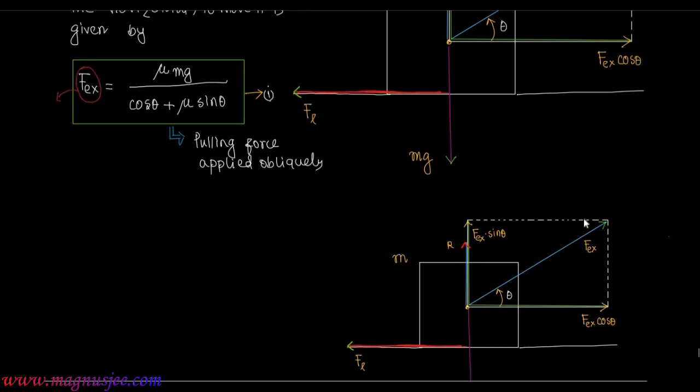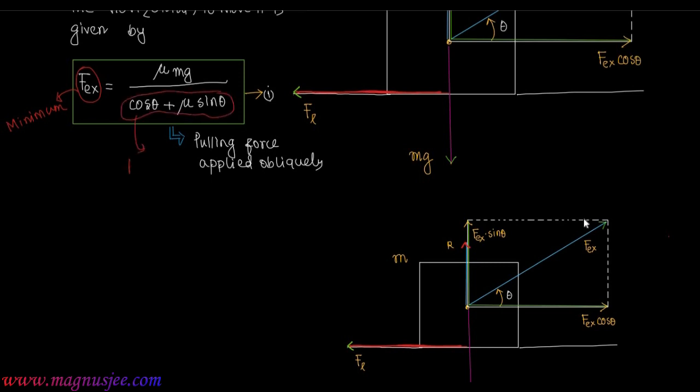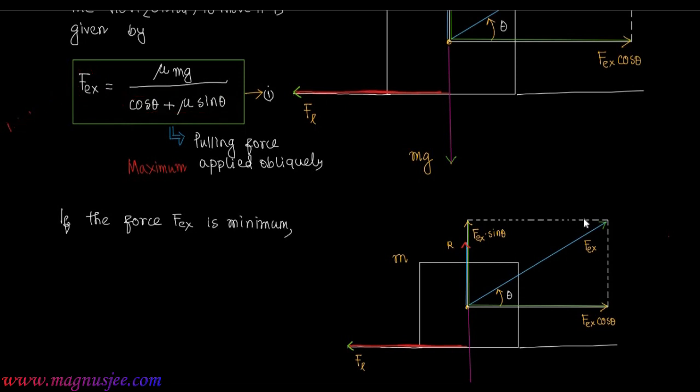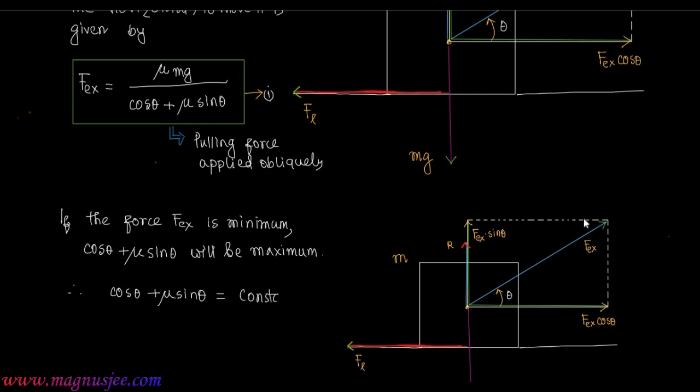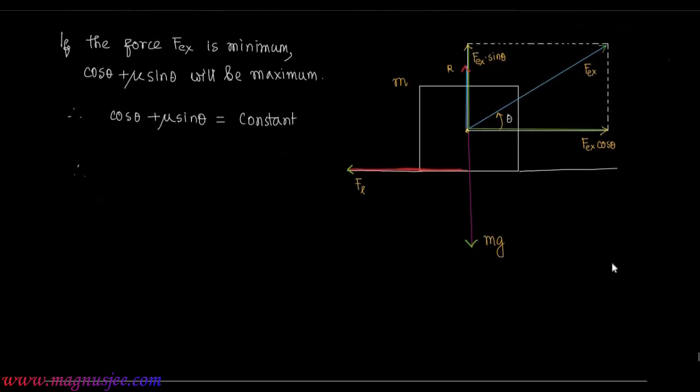If the pulling force Fex is minimum, then its denominator, cos theta plus mu sin theta, will be maximum. Therefore, if cos theta plus mu sin theta is maximum, it will be constant.